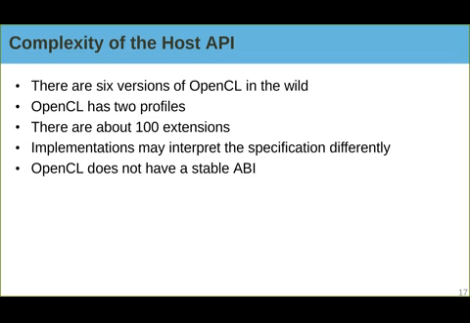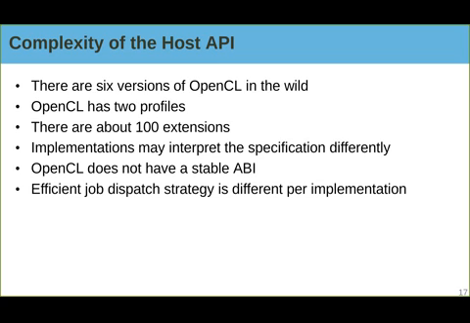OpenCL also does not have a stable API. Essentially what this means is that if you ship an application for one version of OpenCL, there's no reason why it won't break for a future version, which makes software engineers a little bit spooked when you're trying to ship something in production, and when customers expect it to run for a long period of time.